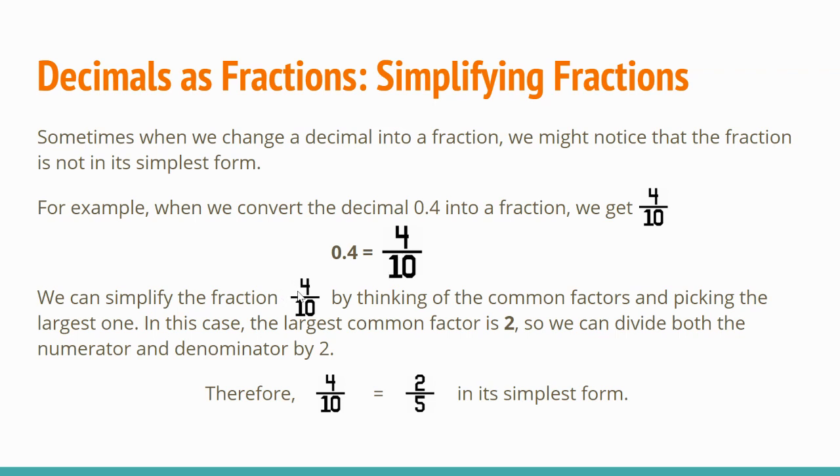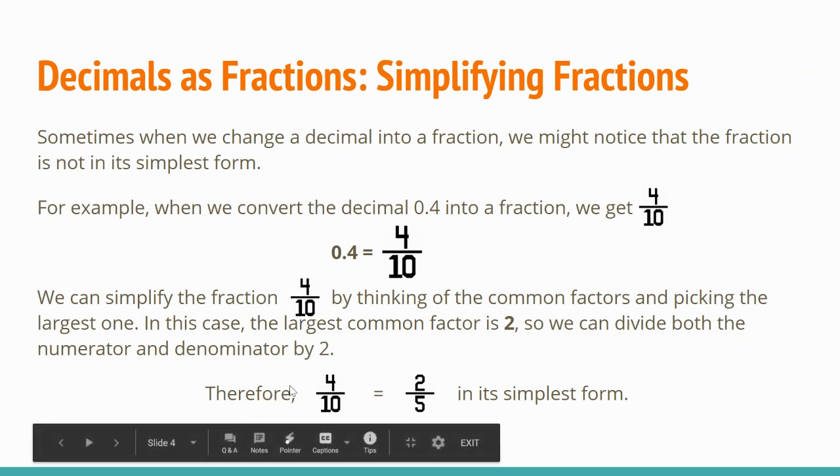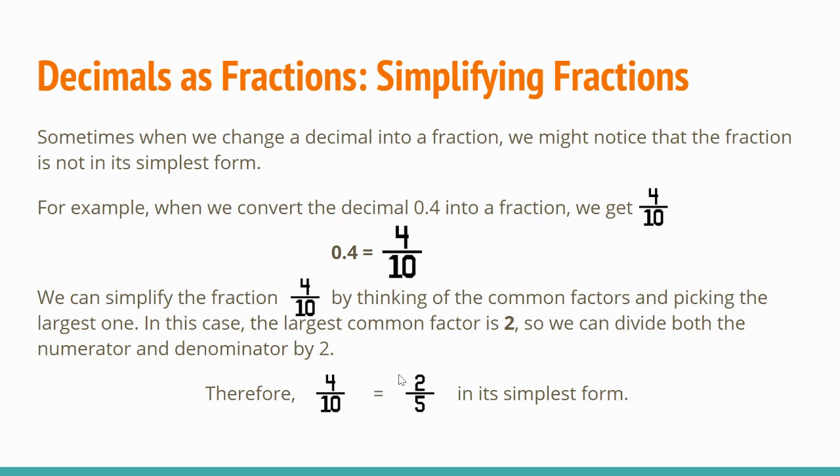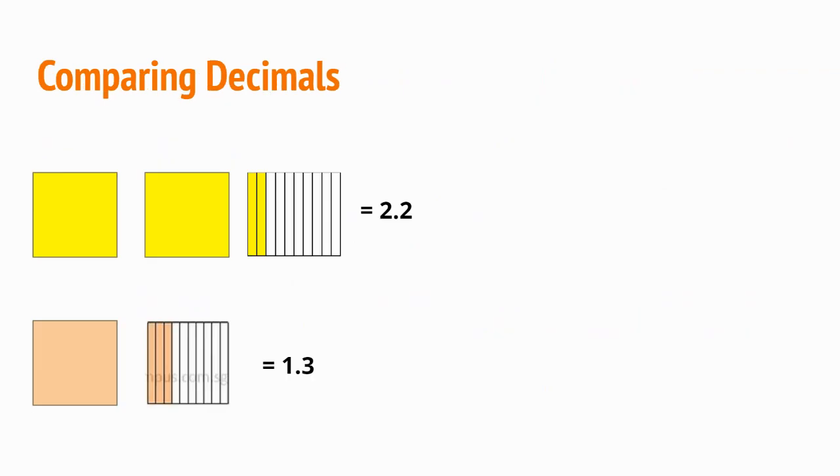We can simplify 4/10 by thinking of the common factors and picking the largest one. In this case, the largest common factor is 2, so we can divide both the numerator and denominator by 2, making 4/10 equal 2/5 in its simplest form. So now that we remember what we've learned, we're going to talk about how to compare decimals.